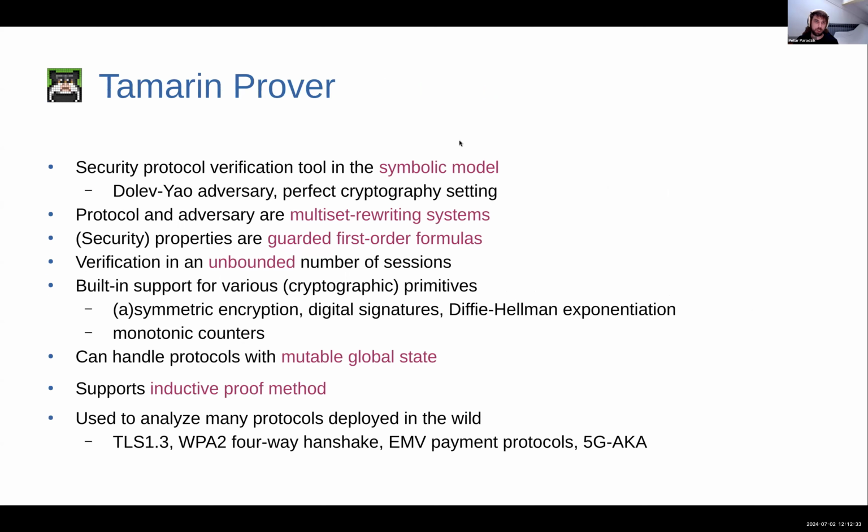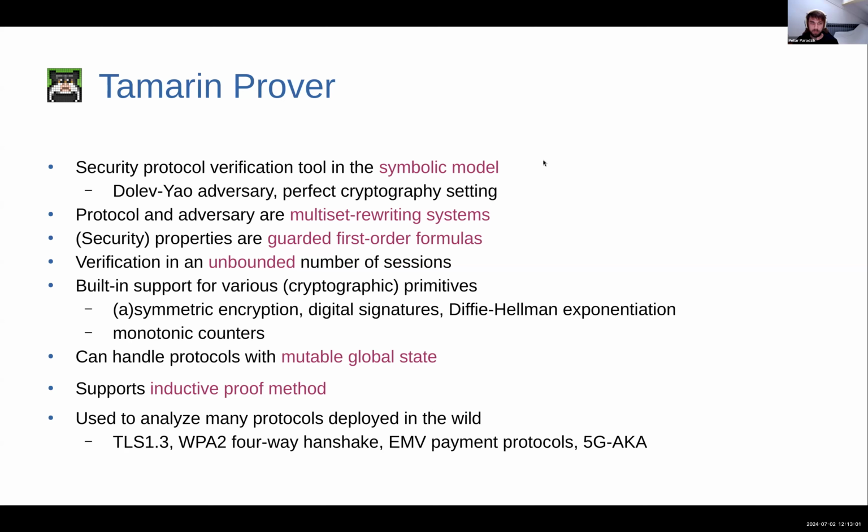Now let me give you a short introduction to the tool that we use to analyze this software interface. The tool is called Tamarin Prover. Tamarin Prover is a semi-automated security protocol verification tool in the symbolic model. In the best case scenario, when you model a protocol and specify a property, you would push a button and Tamarin would tell you whether that model satisfies the property. But unfortunately, this only holds for very simple models.